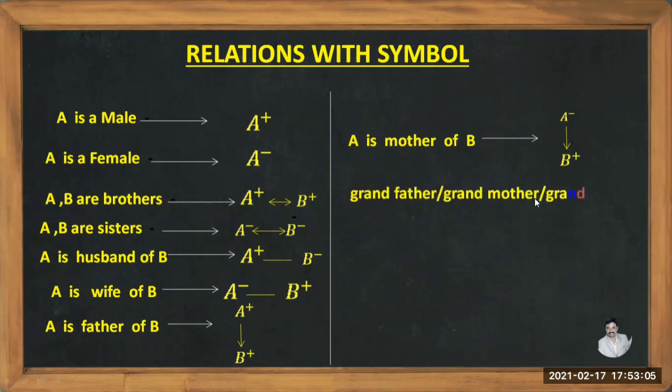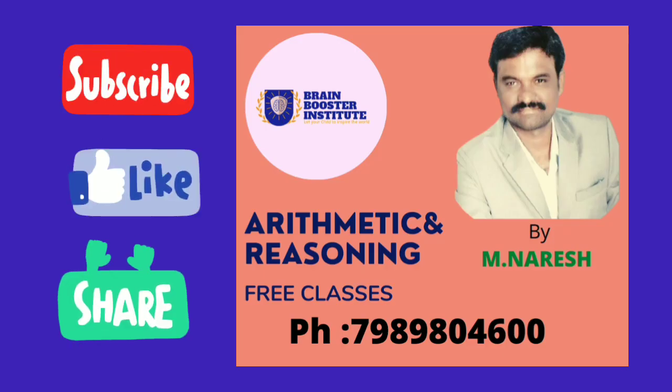And the next, grandfather or grandmother or grandson or granddaughter. See, if A is the grandfather of B, then we need to show it like this. Got the point? If he is the grandson, then we need to show this. So this is the relation with symbol, my dear students.